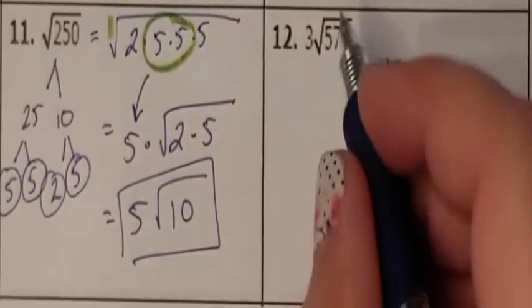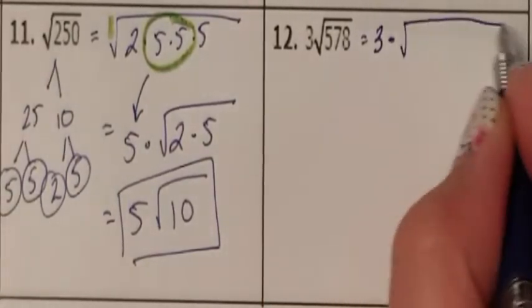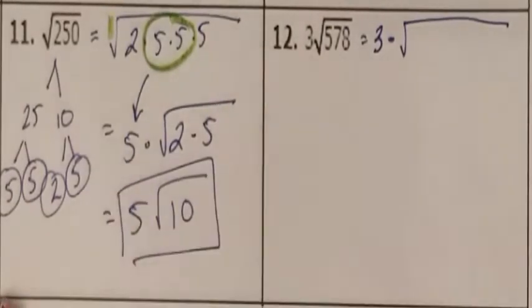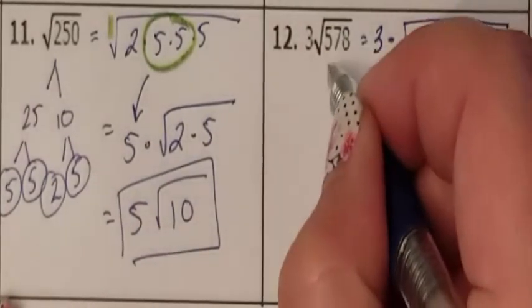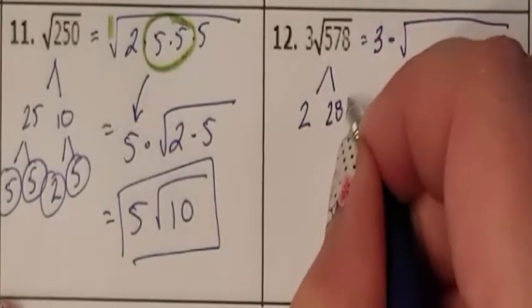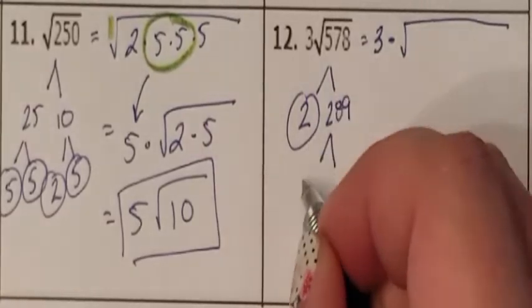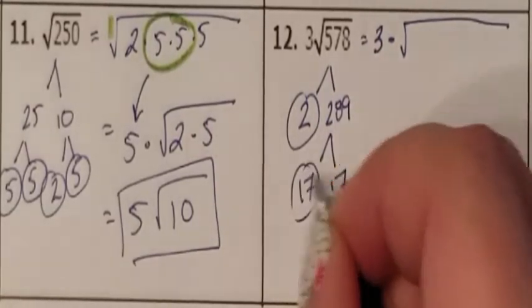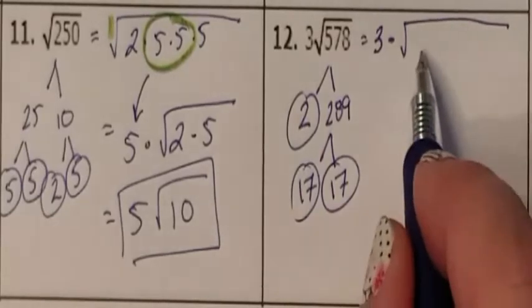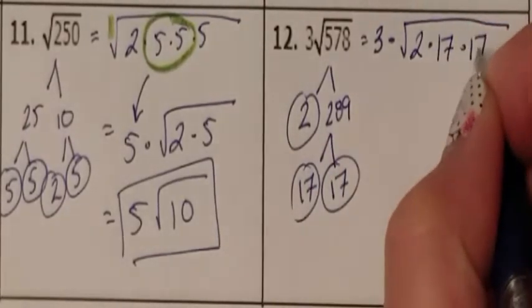Your last independent practice problem, there's already a 3 on the outside, so there's my 3 already on the outside. I need to figure out what 578 is. Because it's even, I know I can divide it by 2. It's 2 times 289. 2 is prime. 289 would be 17 times 17, both of which are prime. So what was 578? It was 2 times 17 times 17.